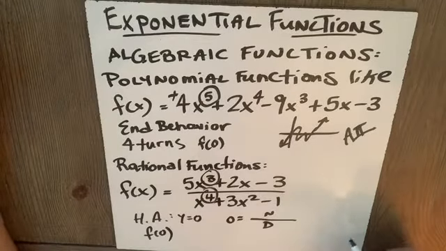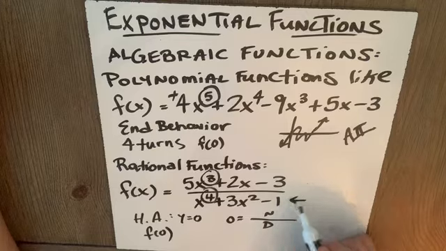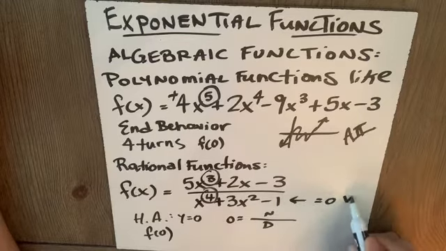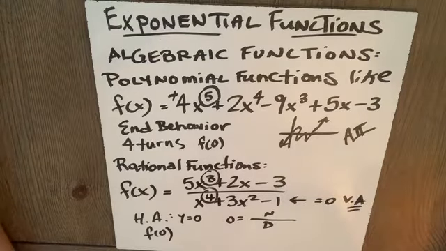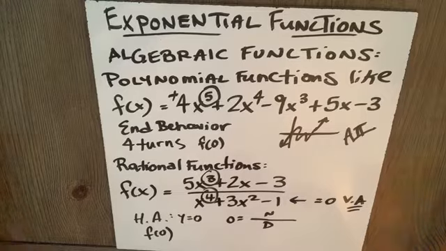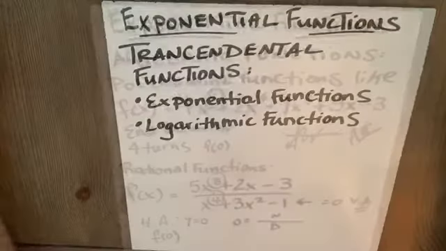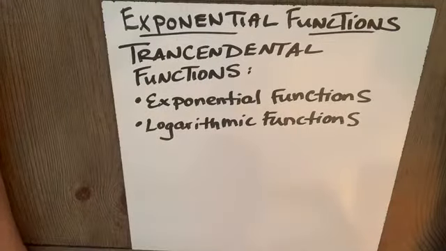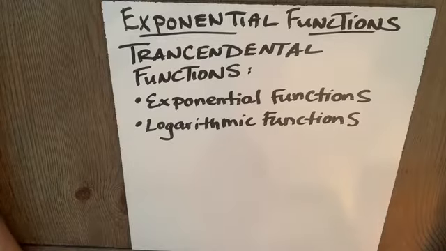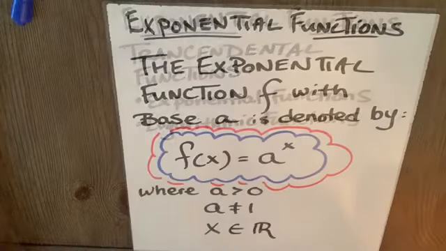And I could set this denominator equal to 0 to find vertical asymptotes, and I could graph this. Just a quick reminder that you are expected to know how to do this because you took Algebra 2. As opposed to the algebraic functions, we have something called transcendental functions, which are exponential functions and logarithmic functions.